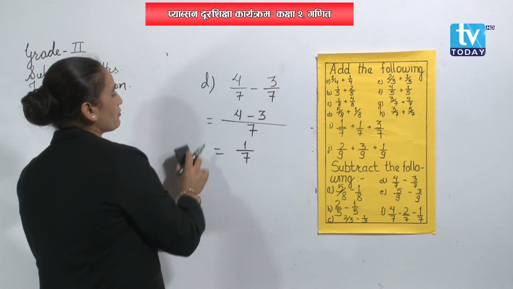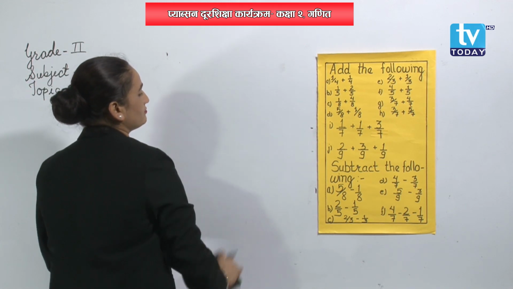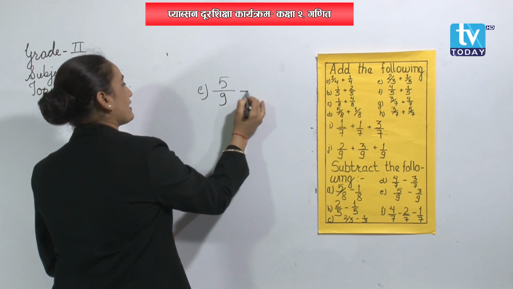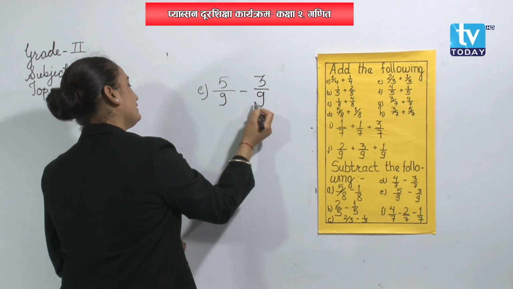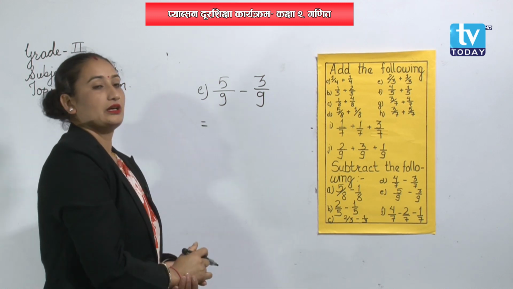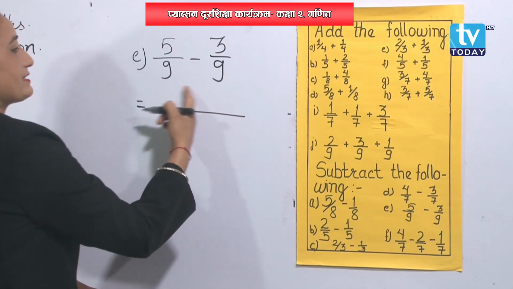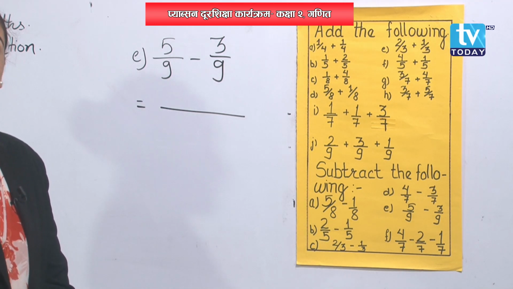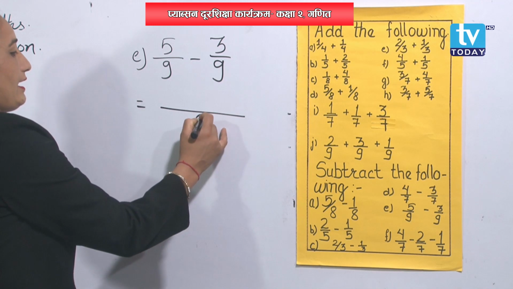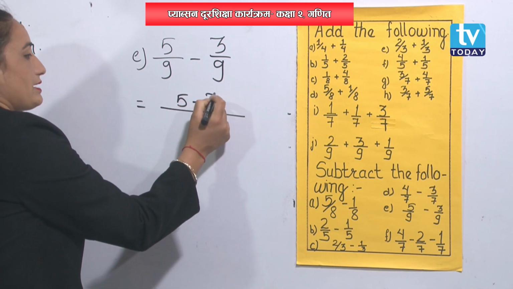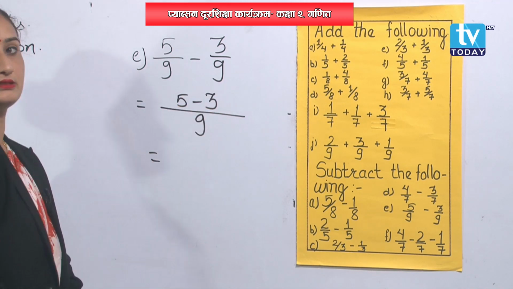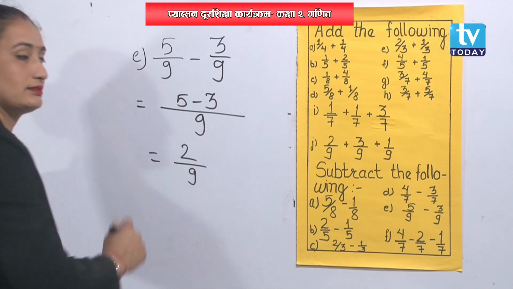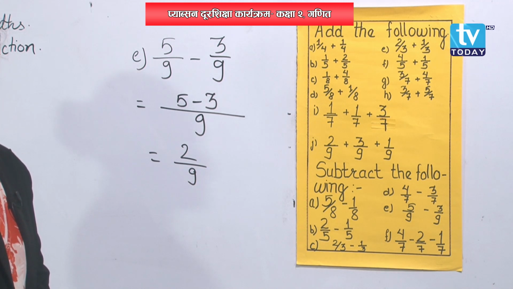Now, can you tell me what the question in E is? It's 5/9 and 3/9. It's good. Okay, student. Write down. Take a common denominator. What is the common one over there? 9. And 5 minus 3. What will be the answer? 2/9. Do you understand?